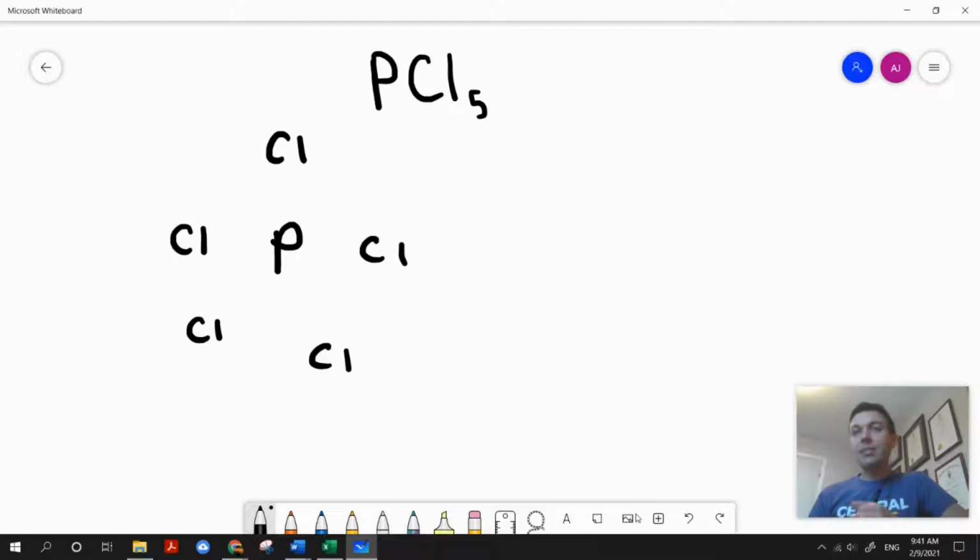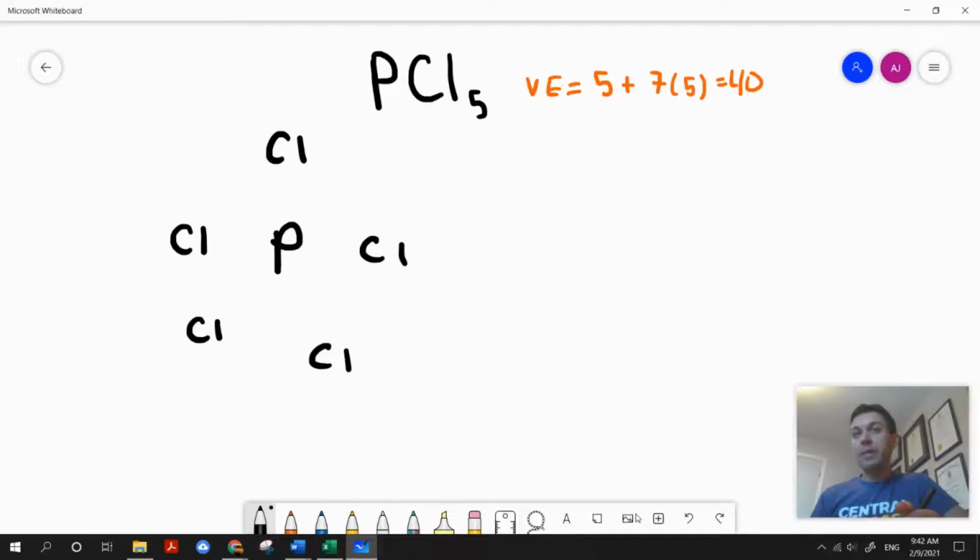Our next step is to determine the total number of valence electrons. The phosphorus atom has 5 valence electrons. Each chlorine atom has 7, and we have 5 chlorine atoms. So in total, we have 40 valence electrons. Now we're going to start distributing those 40 valence electrons between the bonds and the individual atoms.